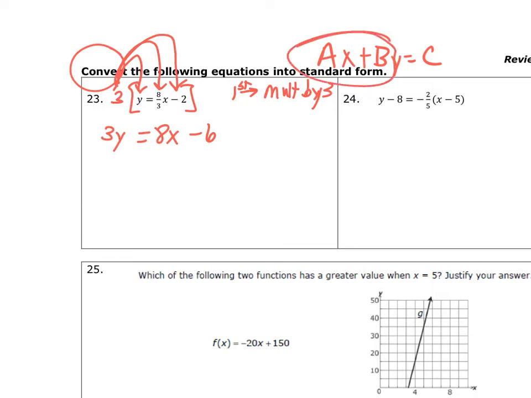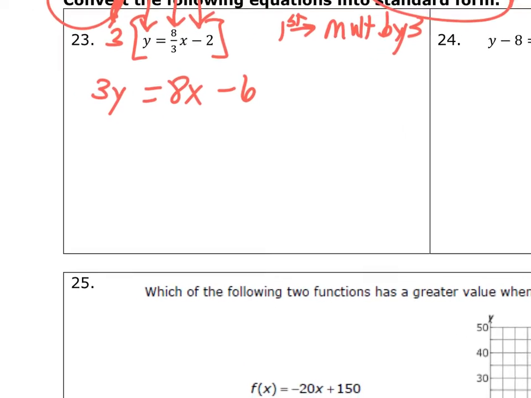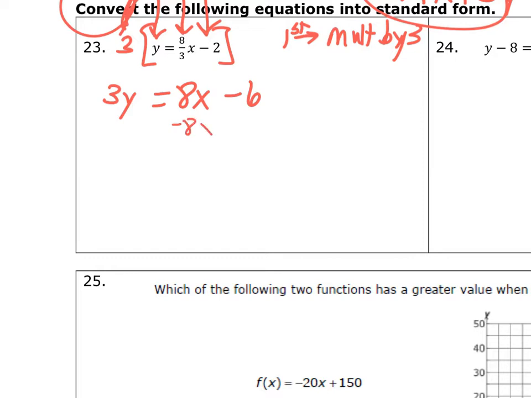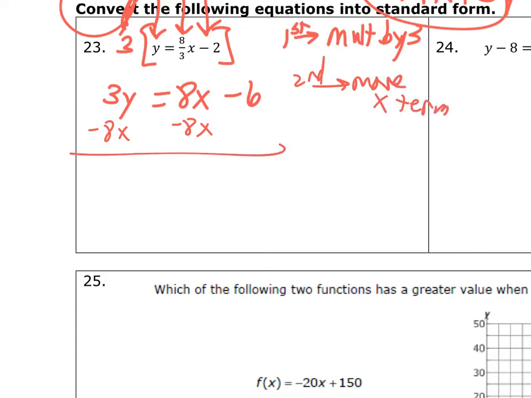Now on the standard form, my x and my y are on the same side. So I'm going to move the x. So the second thing I did was move the x term. So I have 3y minus 8x equals negative 6. Ooh, look at that. I put that in the wrong order. I want to keep it ax plus by equals c. Now I'm in the right order.